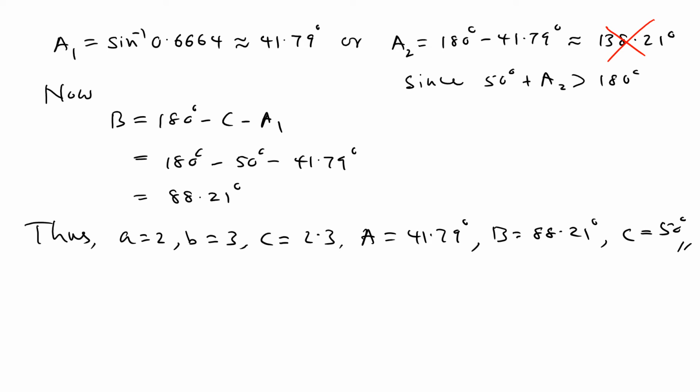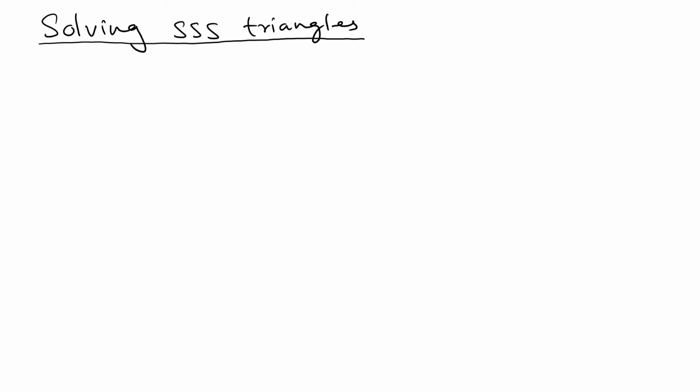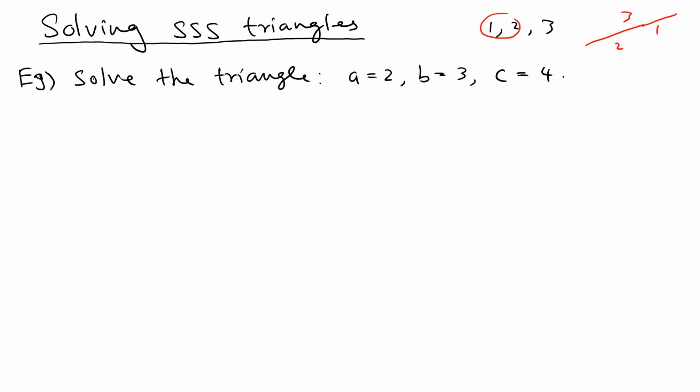In this case, we only have three sides. What is the smallest integer triangle that we can have? You cannot have a triangle with sides 1, 2, 3, because when you add the first two, it matches the third one. That means it's going to be a line. So there's no triangle. The smallest one we can go is 2, 3, 4. So let's solve the triangle A equals 2, B equals 3, and C equals 4.